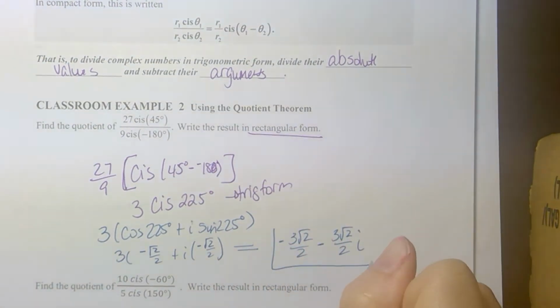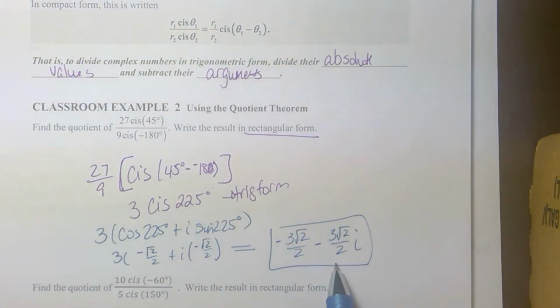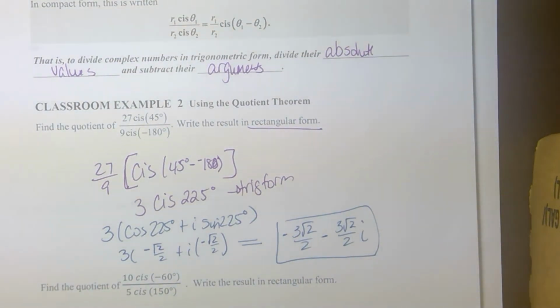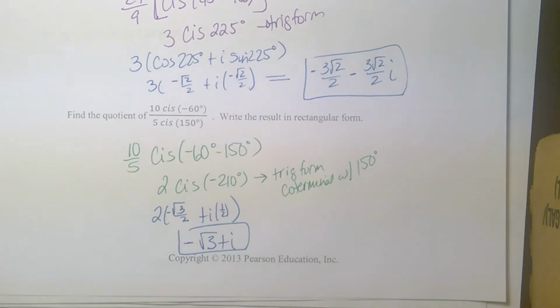And what I get is negative 3 square root 2 over 2 minus 3 square root 2 over 2 i. Notice I can put the i behind because the entire coefficient is 3 square root 2 over 2. So there's no way that I can mistakenly stick that i underneath the radical. The radical's in the numerator. The i is outside. Okay, so once more, I'm going to pause my video. I want you guys to do this next example and then check back to see if you got the same thing I got. Okay, here we go.